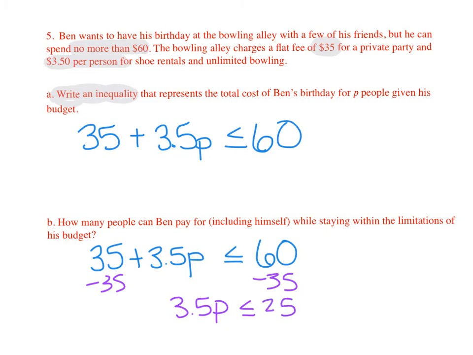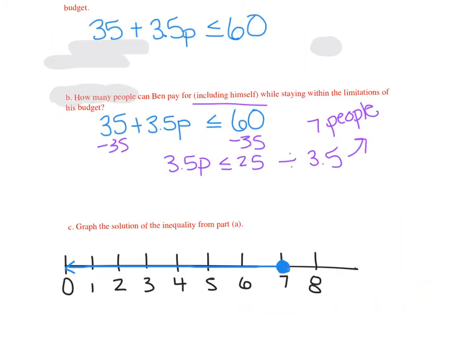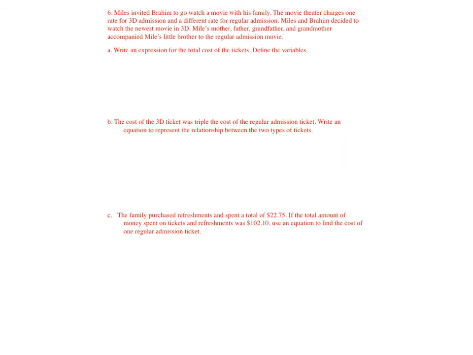So we have $25 left over, divided by $3.5 a person, and that gives me 7.1, so 7 people. Which, for this scenario, is 6 friends plus himself, right? Because that's 7, that's why it says including himself. For this scenario, I've chosen to use a solid circle on 7 because my symbol, if you remember from the problem right above it, was less than or equal to. So he could have 7 people at his party, but he could also have 6 people, 5 people, 4 people, and so on.